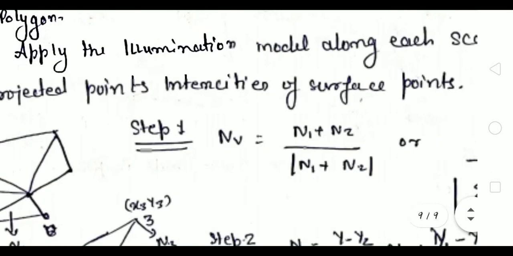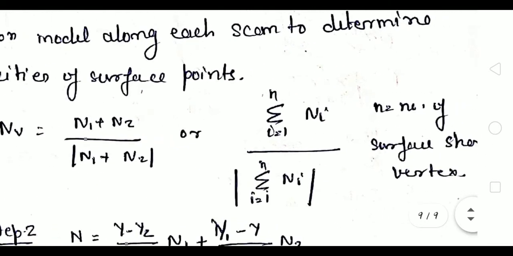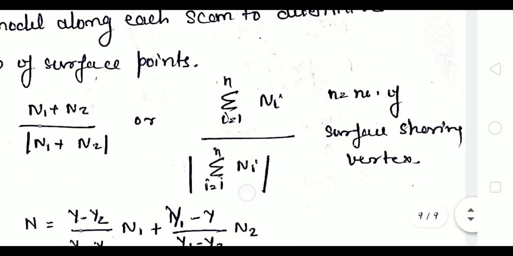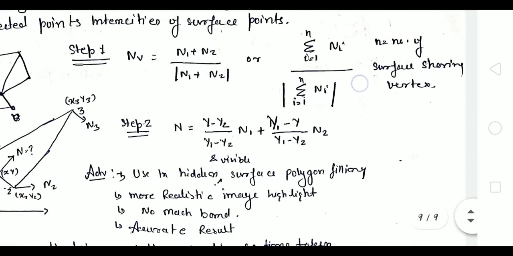So nv is equal to n1 plus n2 divided by the magnitude of n1 plus n2, or in the general formula, the summation of i equal to 1 to n of ni divided by the magnitude of the summation of i equal to 1 to n of ni, where small n is the number of surfaces sharing the vertex. I hope you already understand how this comes about, because I already told you in my last video.